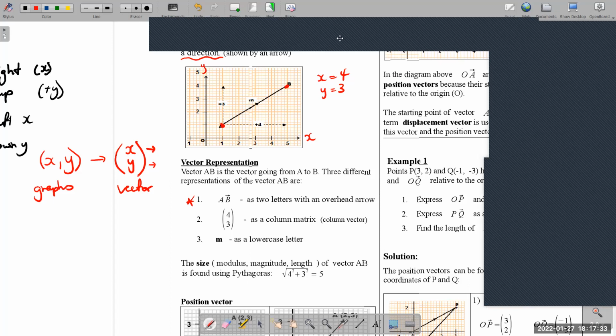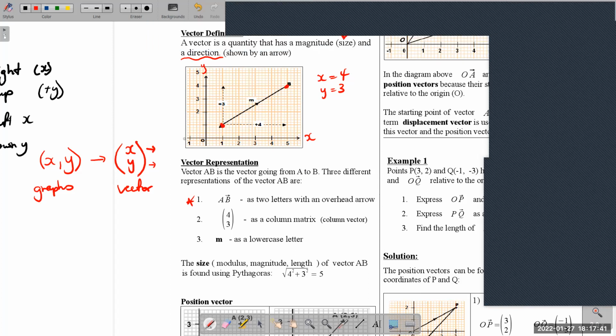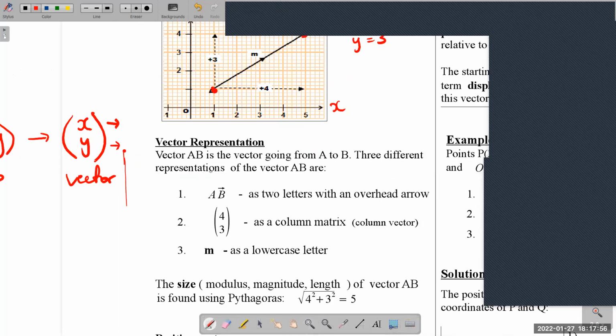Don't worry about that. Let me just move it a little bit. Okay, we're focusing on just this area here. All right. So as I was saying, we have three ways we could represent a vector. And what we've discussed so far is the first one that identifies the starting point and the ending point, and the arrow that tells us the direction in which we're going. So we know that this vector is going from where? Point A to point B.